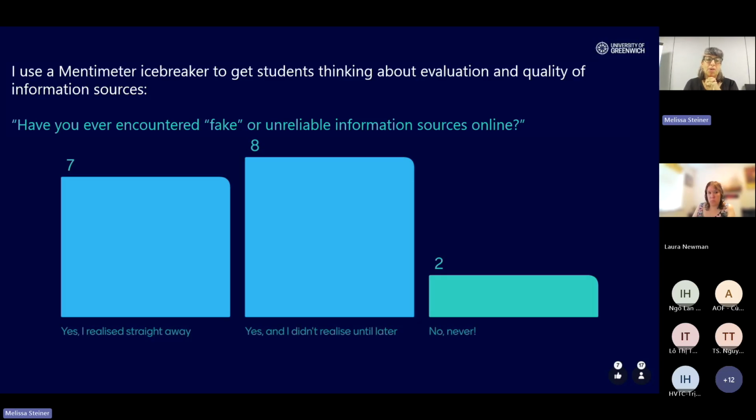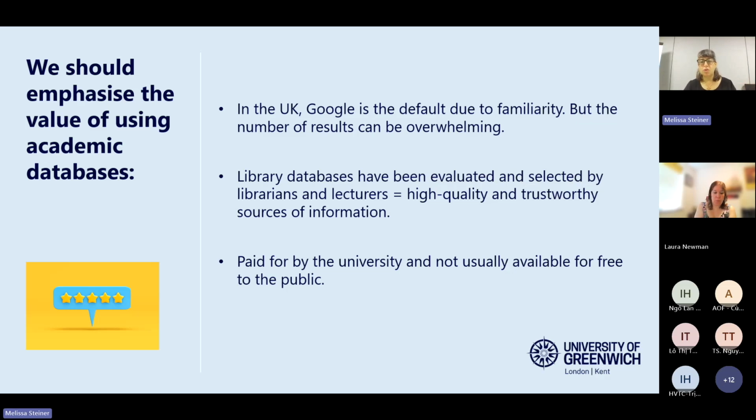So this is something that we try to tell the students. We're not saying don't use Google, we're not saying don't use ChatGPT, but they do need to be aware that this could potentially be an issue. And so this is where we can emphasize the value of them using the academic databases that the university provides.